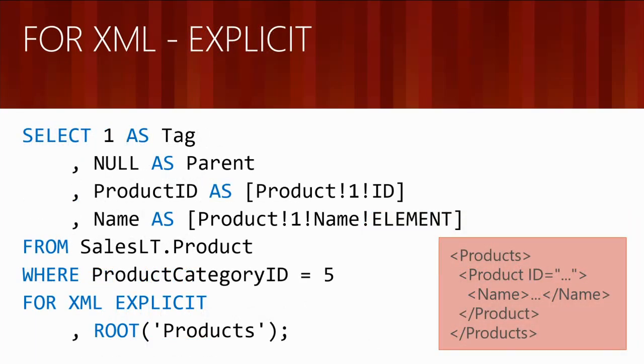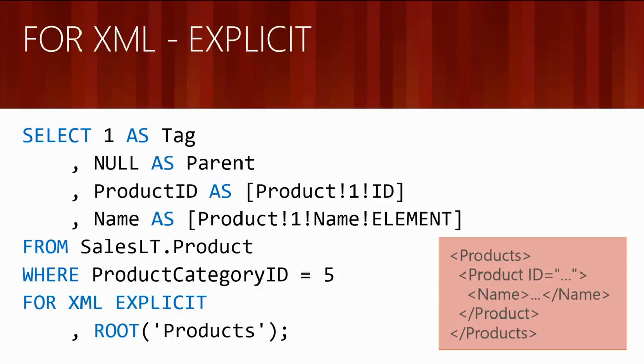Now, the problem with both our raw and auto is that it's an all or nothing proposition. You're getting elements or you're getting attributes, period. Well, if you need a little bit more wiggle room, then one option is XML explicit.